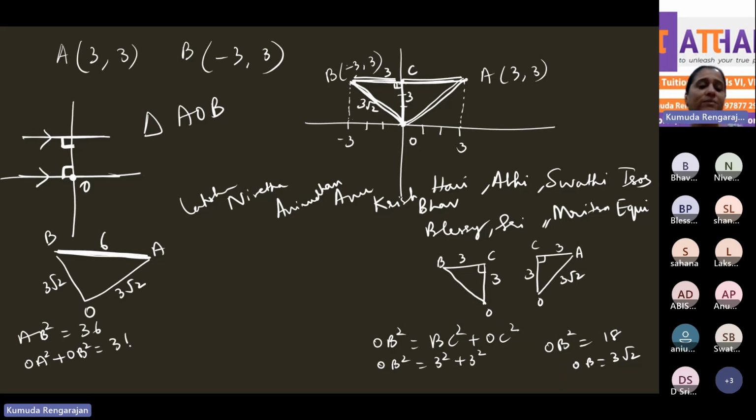So clearly, AB square is equal to OA square plus OB square. So by the converse of Pythagoras theorem, triangle AOB is a right triangle, right angled at O. Why right angled at O? Because AB is the longest side, and we know that the angle opposite the longest side is a right angle.